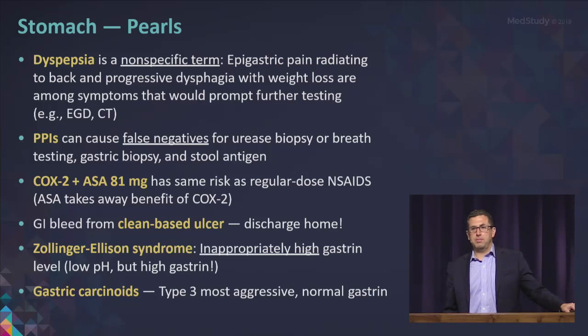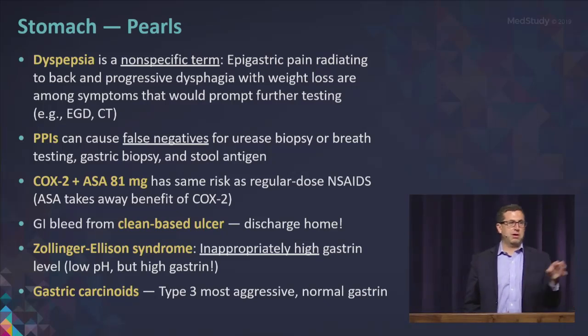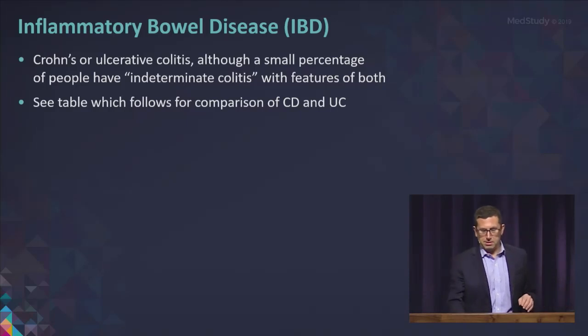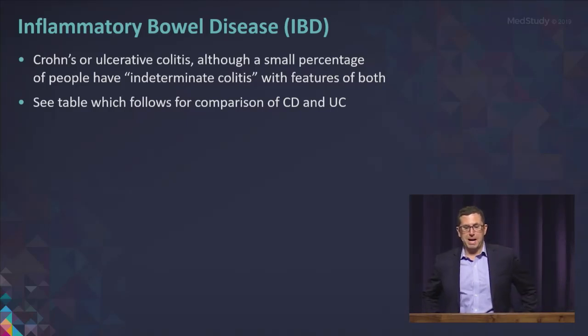Gastric carcinoids, type 3. Remember, there's 1, 2, and 3. 3 is the aggressive one. That could be associated with metastases, and it's not associated with a high gastrin level. All right, so now we're moving right along here, switching gears to inflammatory bowel disease.